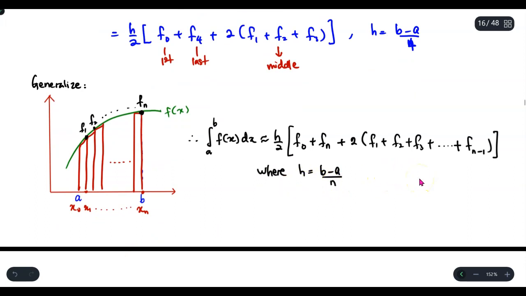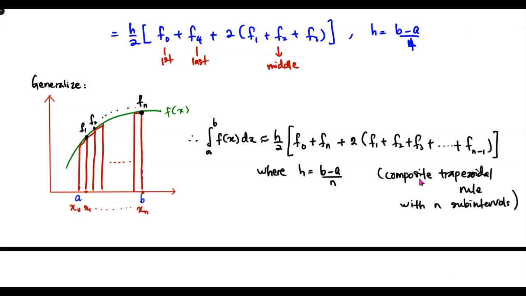So this is what we call the composite trapezoidal rule, the one that you are going to use in solving problems in the test and also in the exam. Okay, composite trapezoidal. So that's how we derive the trapezoidal rule with n subintervals in general. The number of trapeziums can also be called subintervals. All right, so that's on the derivation.